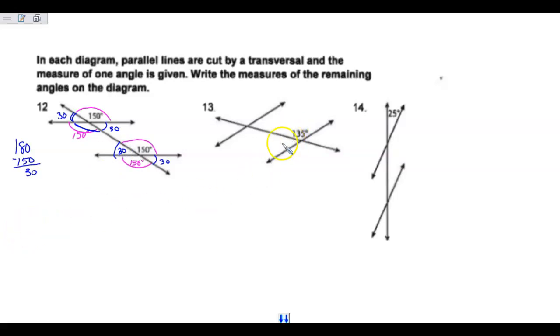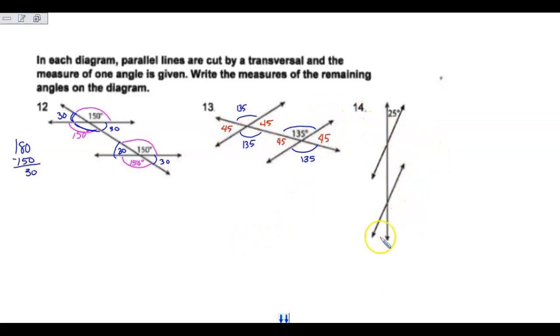Take a look at number 13 and see if you can figure out what the different corresponding angles are. Do the work on your notes, please. So you should have gotten the measures of 135 that are displayed here in blue and angles that are measuring 45 that are here in red. Okay? Take a look at number 14.